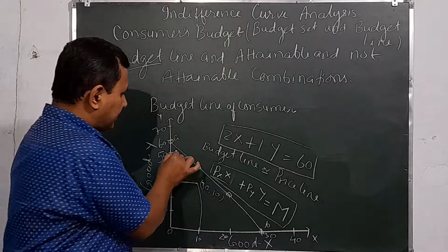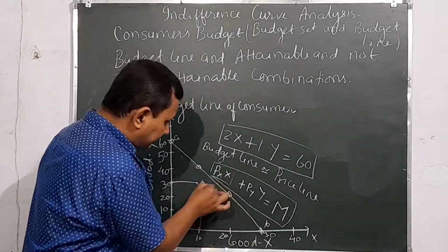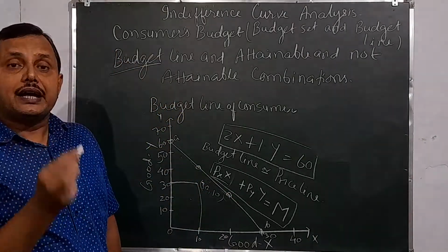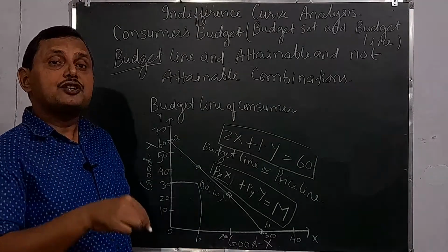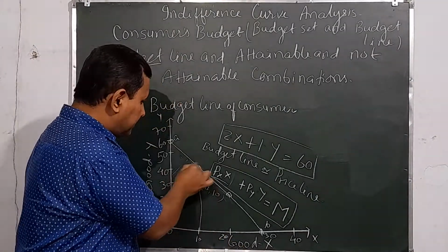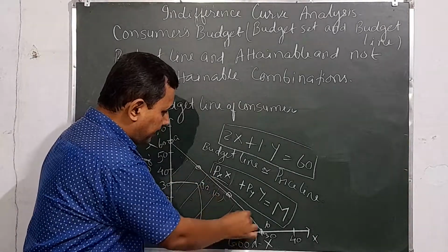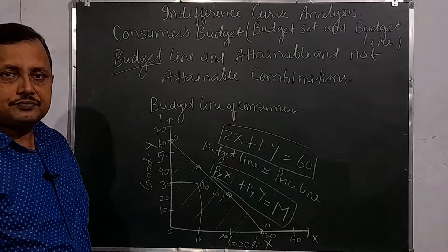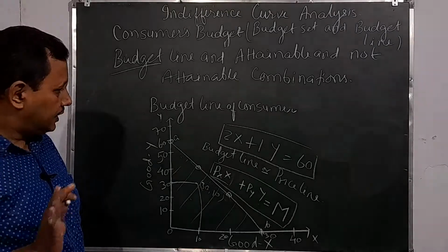So any combination which is either on this line or inside this line, the consumer can purchase. All those combinations of good x and good y are known as attainable combinations, the attainable budget set. Clear?